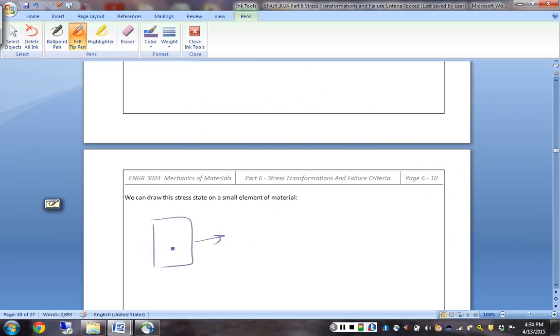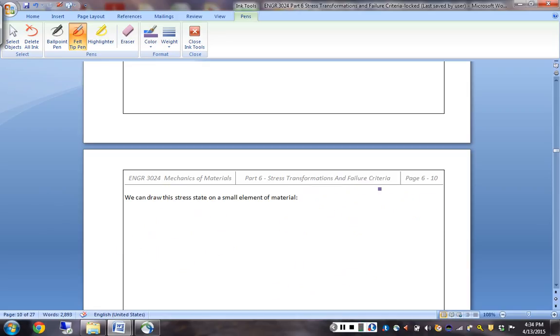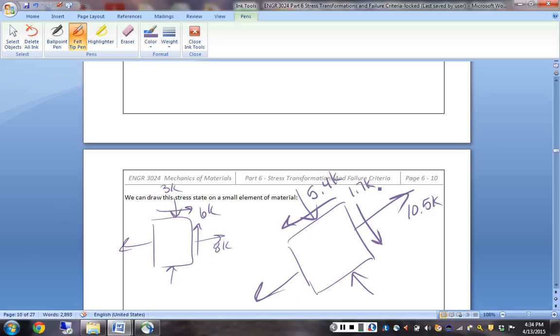It started out looking like this one, where we had 8K, 3K, and 6K. Then we rotate it by 30 degrees, and now we have 10.5K, we have 5.4K, and the shear stress changed sign. So this now is a shear stress of 1.7K. But it's the same structure under the same loading.